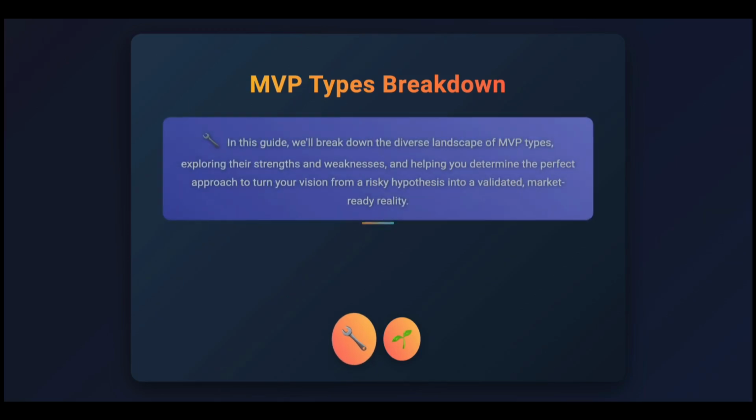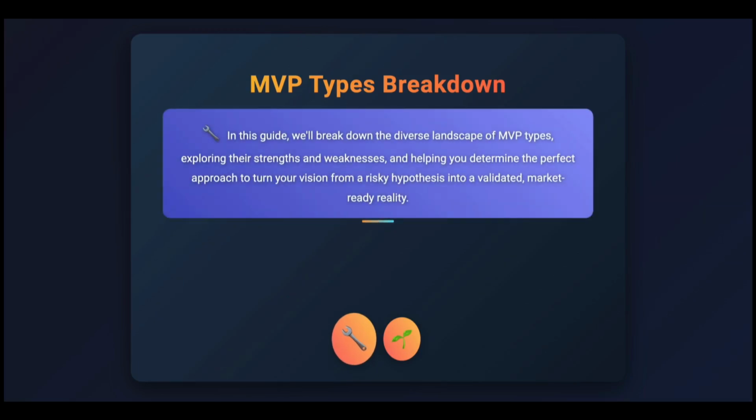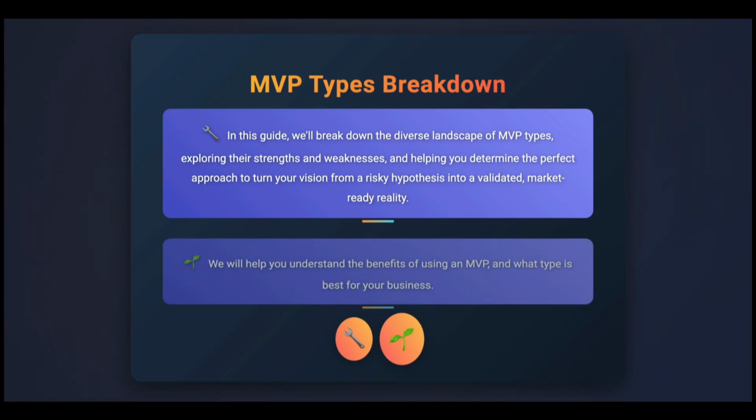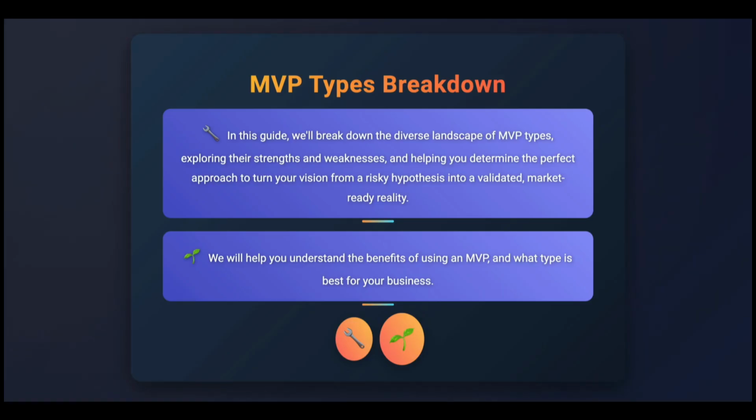In this video, we'll break down the diverse landscape of MVP types, exploring their strengths and weaknesses, and helping you determine the perfect approach to turn your vision from a risky hypothesis into a validated, market-ready reality. We will help you understand the benefits of using an MVP and what type is best for your business.